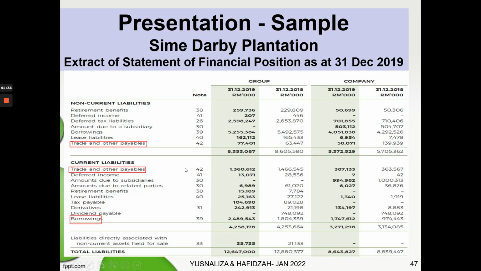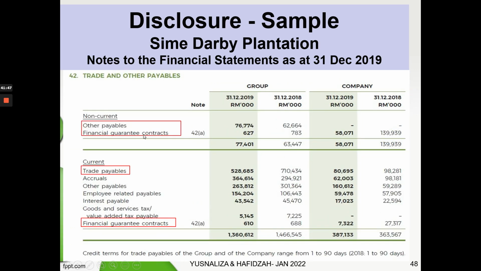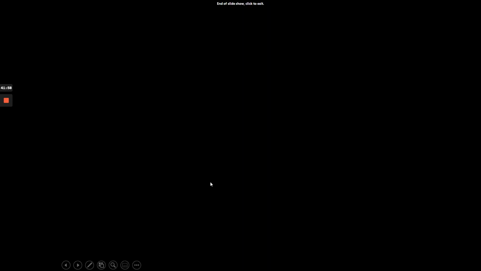This is a sample presentation in real life, in the actual financial statement of Sime Darby. Take note of the items that I have highlighted in red there. These are sample disclosures. Look at the current trade payables, which show how much belongs to the group and how much belongs to the company.